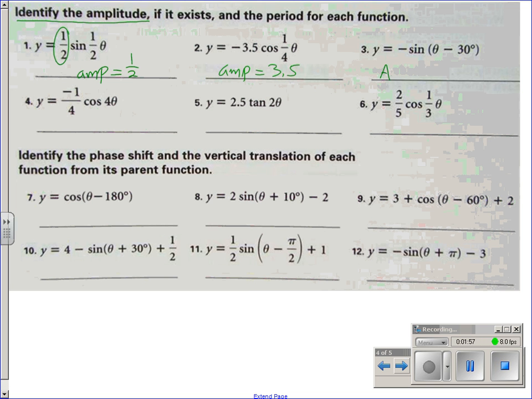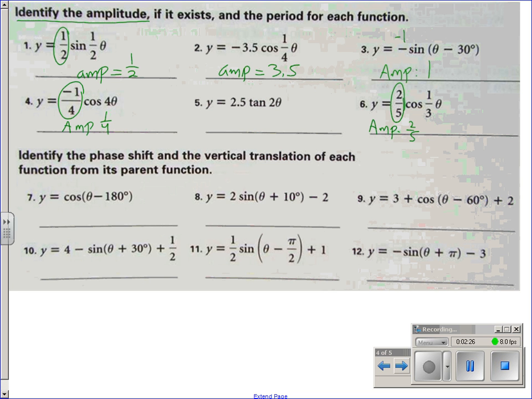All right, here, the amplitude. There technically is a -1, but the amplitude is just 1, like it normally is for that problem. All right, here, the amplitude is 1/4. This is a tangent function, so no amplitude for number 5. 2/5 for number 6. So that's the amplitude part of this.